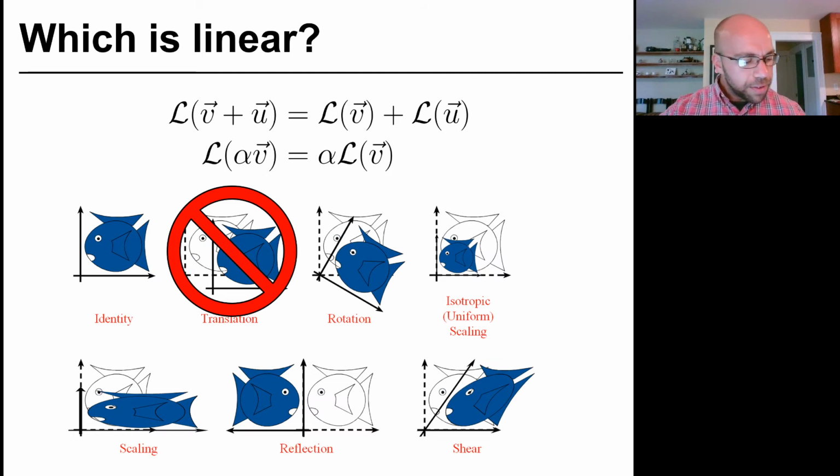Incidentally, one last way to remember why isn't translation a linear map? Well, linear maps are things that apply to vectors, at least so far, the way we've talked about them. And translation isn't a thing that you can do to a vector. You can scale a vector, you can add them, but you can't really translate them.